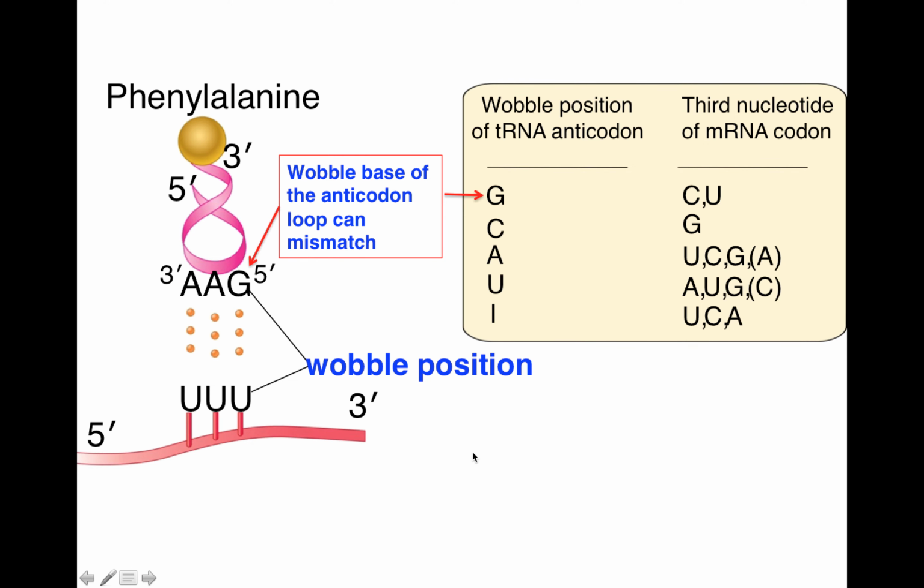So here's another depiction of the Wobble hypothesis. This is the Wobble base, the last base in the codon. The Wobble base of the anticodon loop can mismatch. So if it's a G, sometimes it could base pair to a C or a U instead. If it's a G of the anticodon, it could base pair to a C or a U of a codon in a messenger RNA. And if it's a C, it could possibly base pair to a G, an A, etc. Inosine is a modified base.